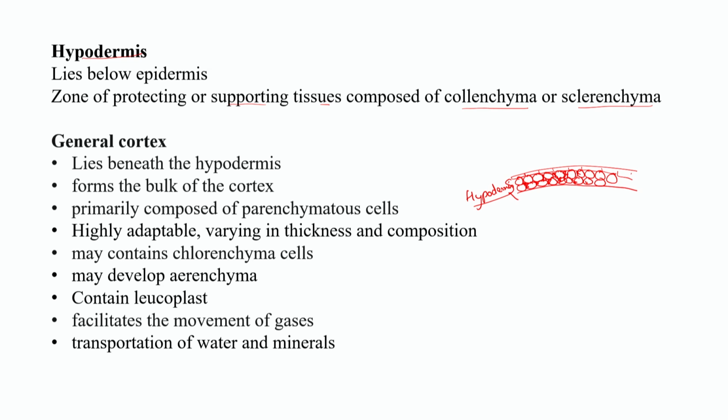Now after that is the general cortex. These are all loosely arranged. Generally the general cortex is made up of parenchyma, loosely arranged cells.